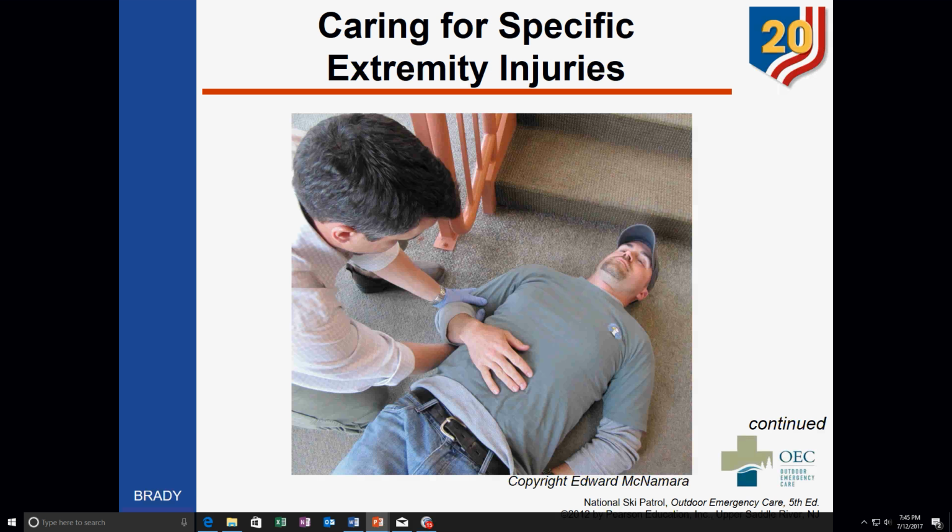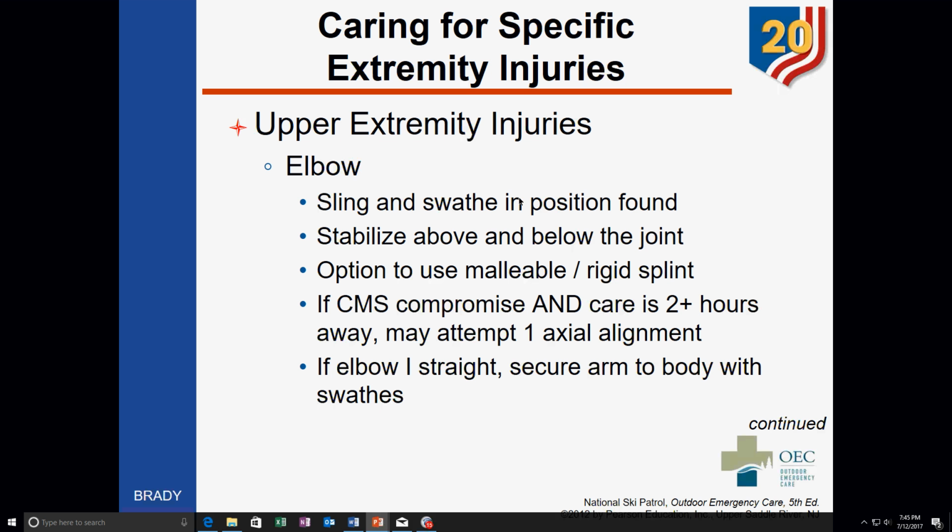Here he's trying to figure out what's going on, doing an assessment. Again, if the individual is not conscious or isn't responding to you verbally, as you do your palpations, perhaps you may want to watch his eyes to see if he winces or tries to make any movement. Upper extremity injuries, we'll talk about elbows, the sling and swath, stabilize, and so on. And here it talks about axial alignment if it's two-plus hours away, which is not the case at Ski Apache.